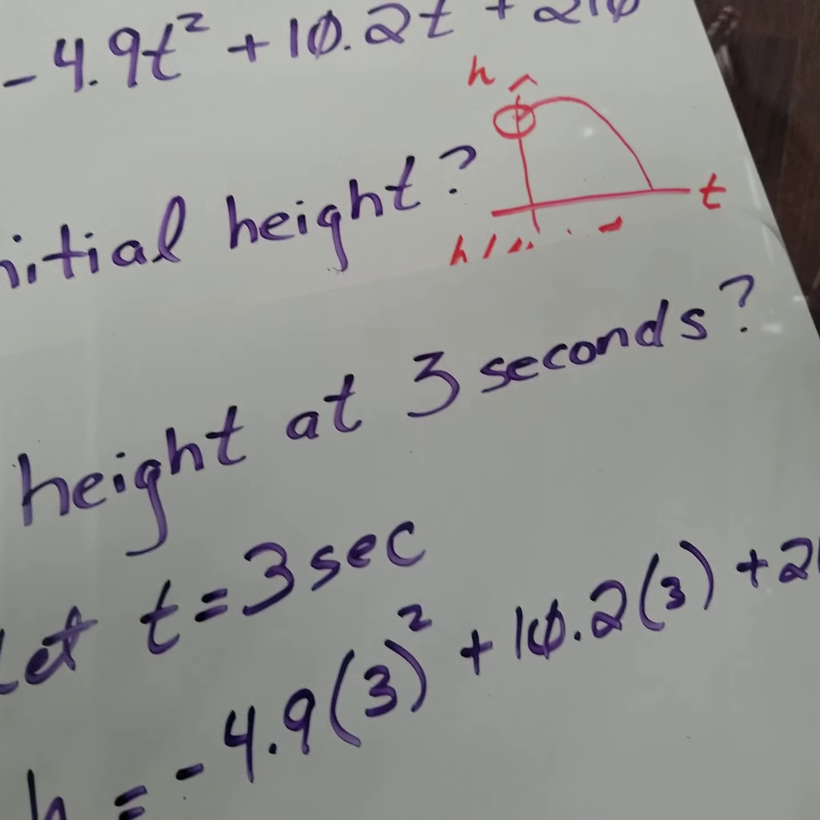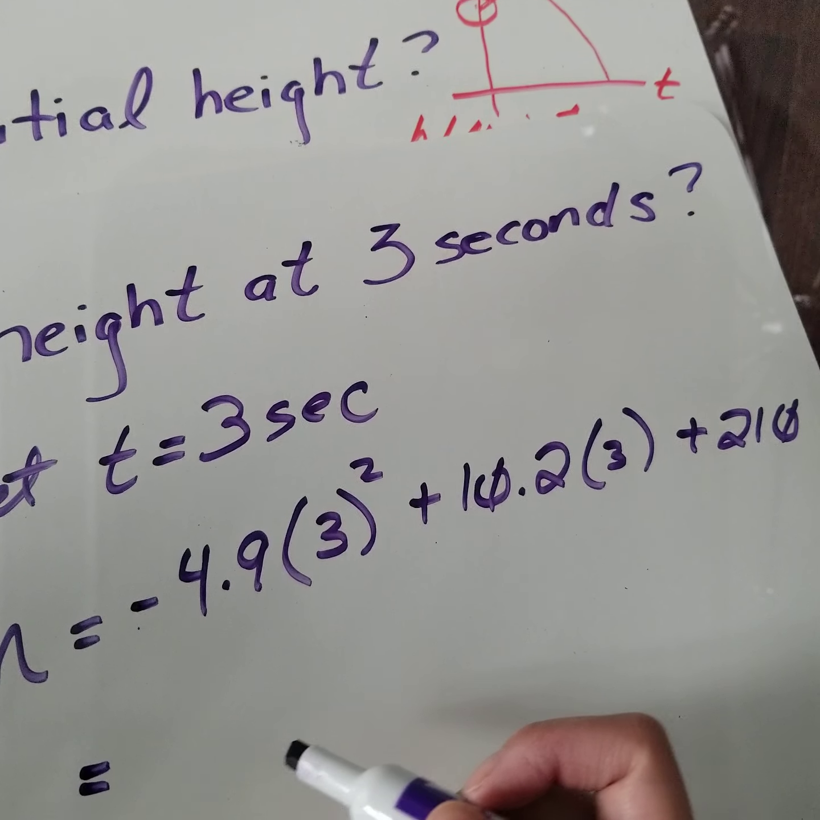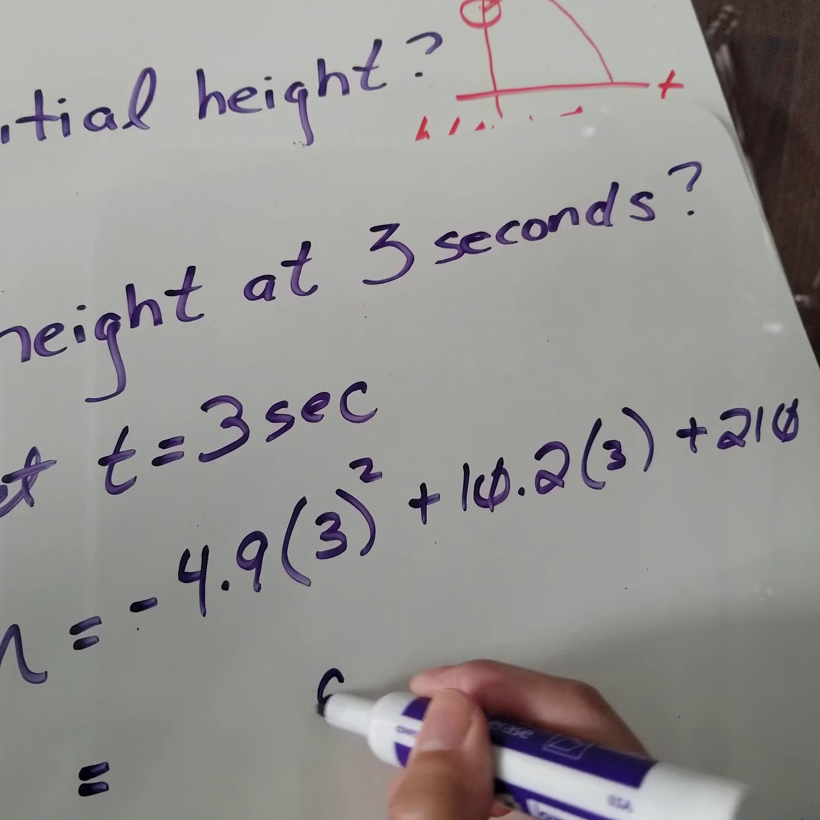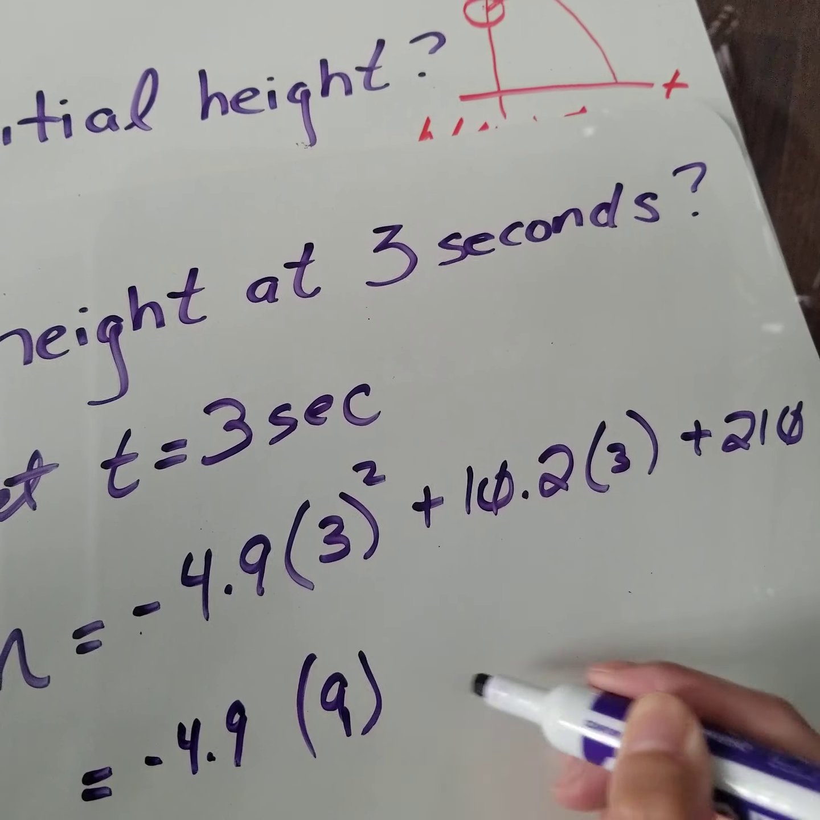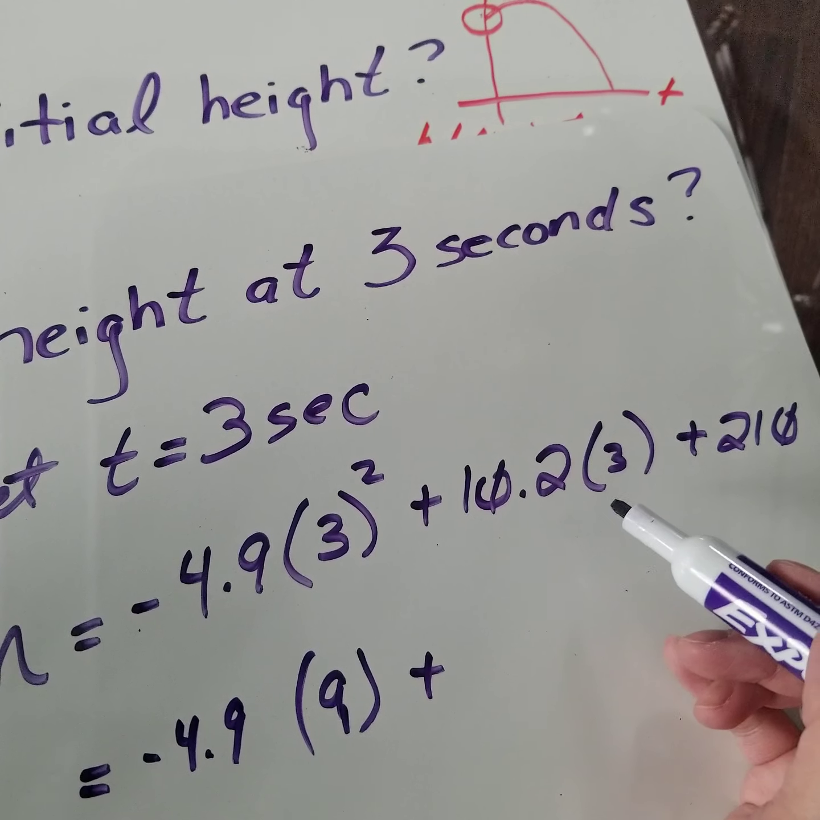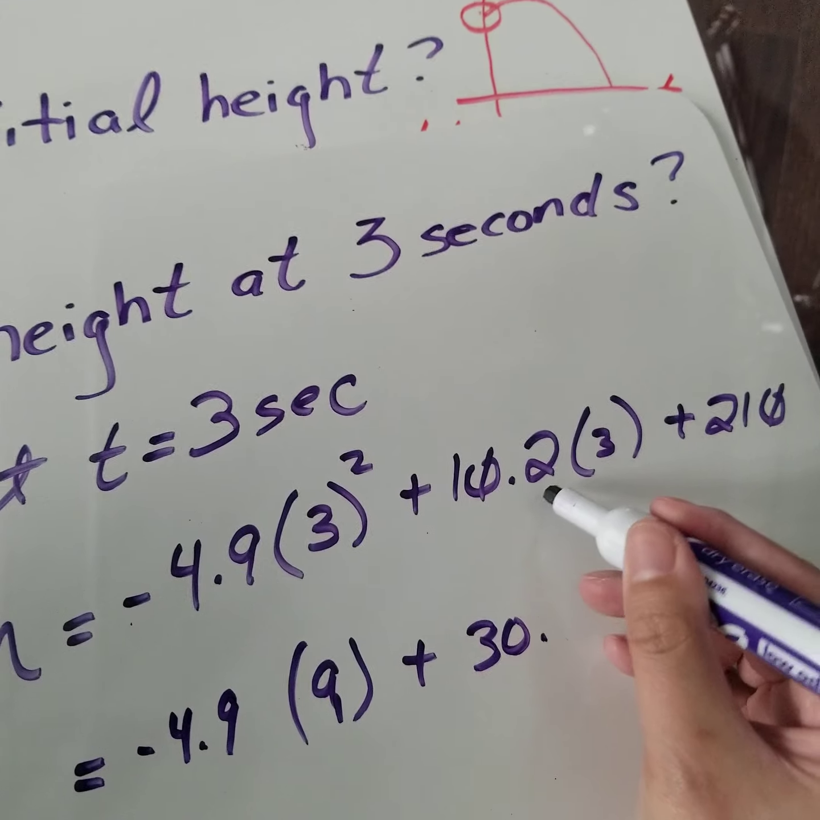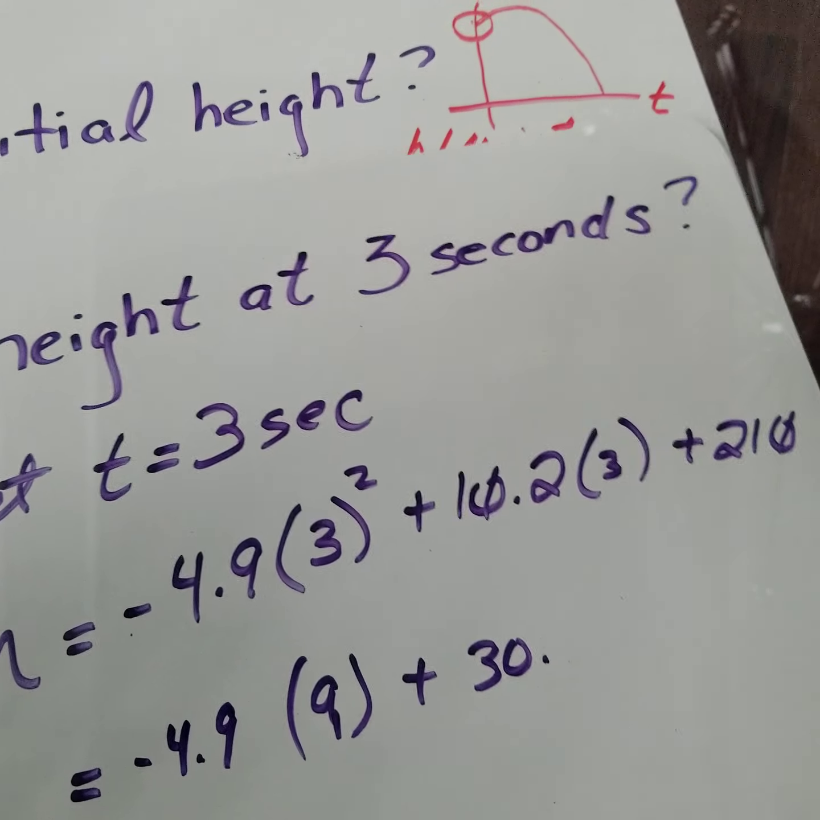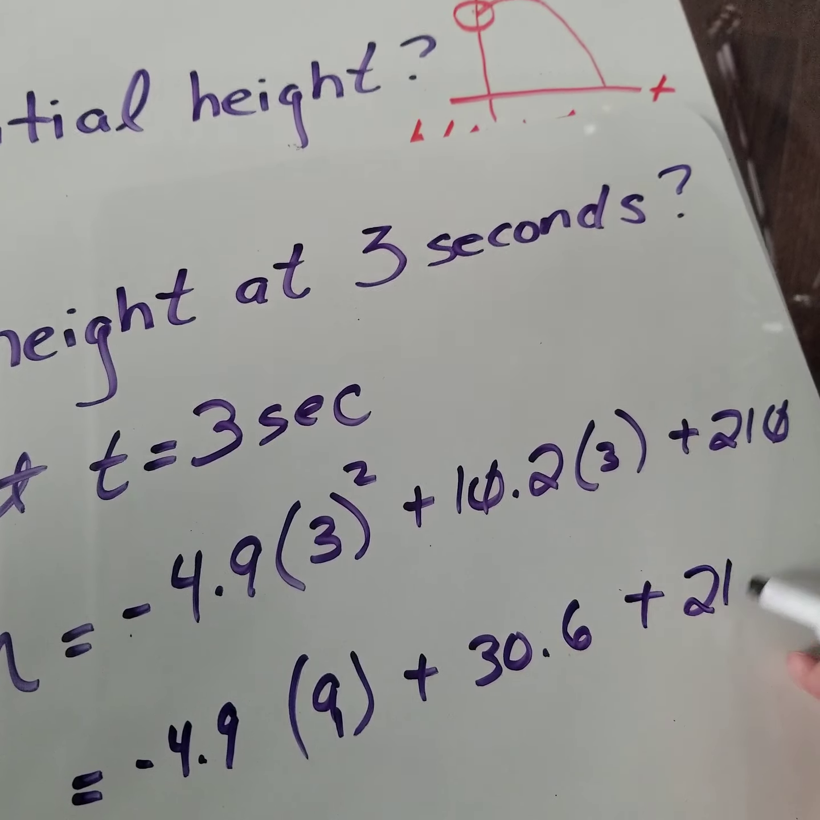So then we're going to just perform BEDMAS. So 3 squared is going to give us the 9. We're going to multiply that by negative 4.9. We're going to add this over here, this product. So 10 times 3 is 30. If we're multiplying 0.2 by 3, this will be 0.6. And then we're adding the 210.